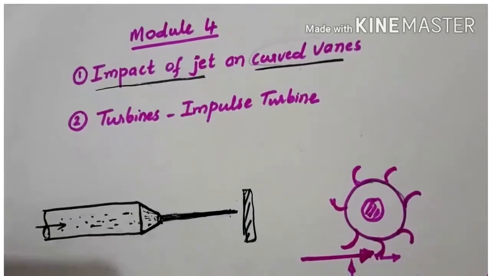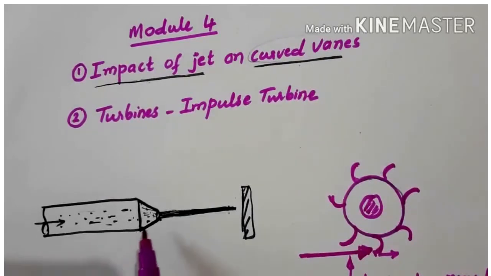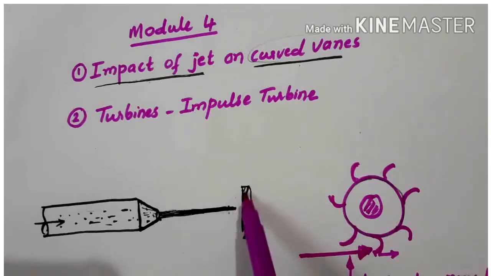As I said, when a liquid is flowing through a pipe, a nozzle is fitted at the end of the pipe to increase the velocity of the flow of liquid. The liquid comes out from the nozzle in the form of a jet, and if a plate or vane is mounted or placed in the path of the jet of liquid, then it will exert a force on the plate. This force exerted by the liquid jet on the plate is known as impact of jet.